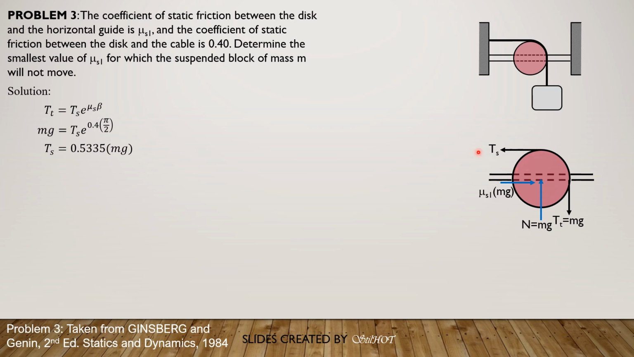Then finally, summation forces horizontal equals 0, mu sub S1 times mg minus T sub S, where T sub S is 0.5335 of mg. Cancelling out mg, so obviously mu S1 is equal to 0.5335. So that's it for this problem here.